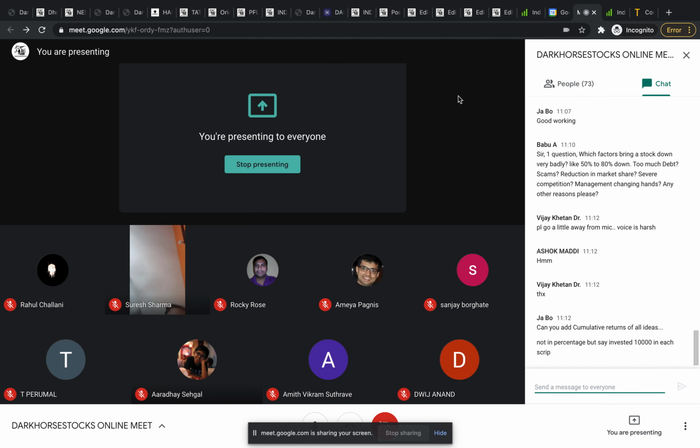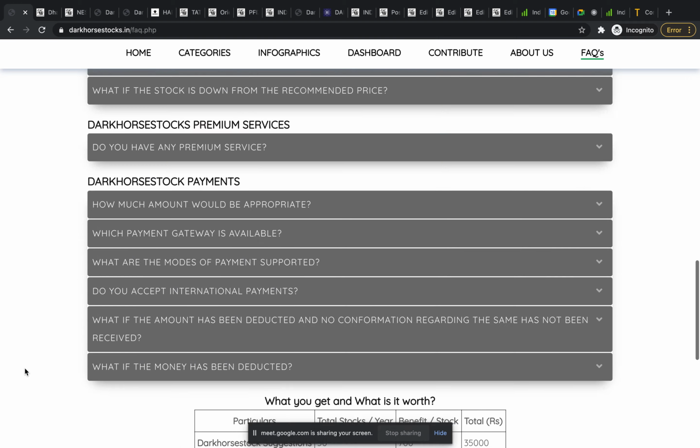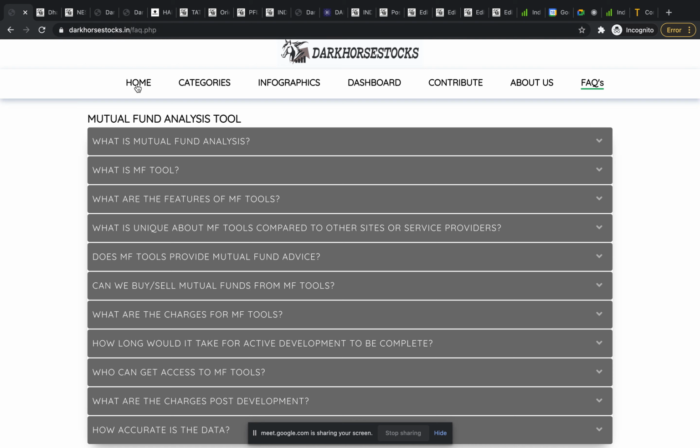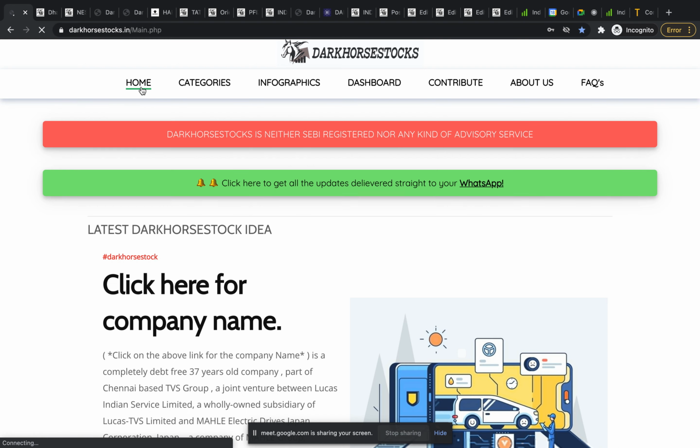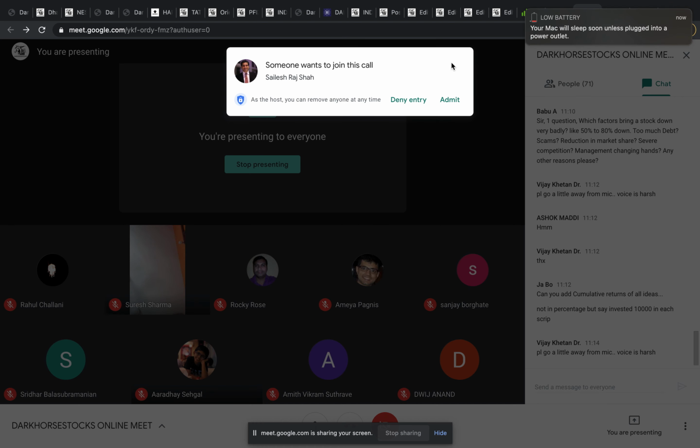So what we are asking users is that you can take positions based on what you feel is appropriate. If you already have an infrastructure company, there is no point in buying an infrastructure stock. You check out other companies, for example FMCG companies, automobile companies, and that is why we are not suggesting specific ideas for each and every individual. We want users to take their own position based on their conviction. That was all for the dark horse stocks.